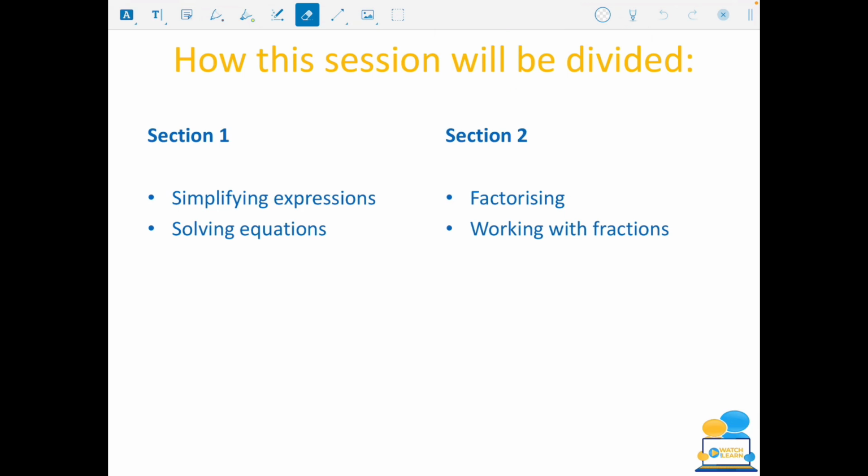We're going to divide this session up into two sections. We'll start with simplifying and solving, then we'll move on to factorizing and then fractions. And then at the end, we'll look at some exam questions. That will give you a really good idea of how questions have come up in the past and also how they're likely to come up again in the future.